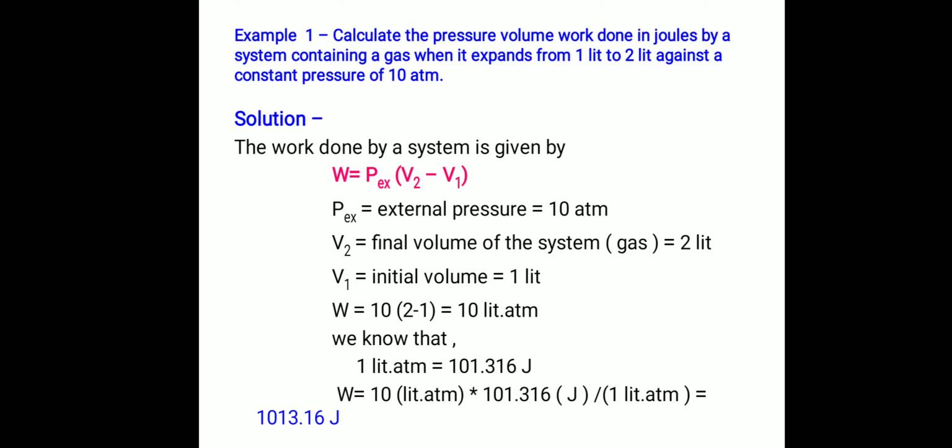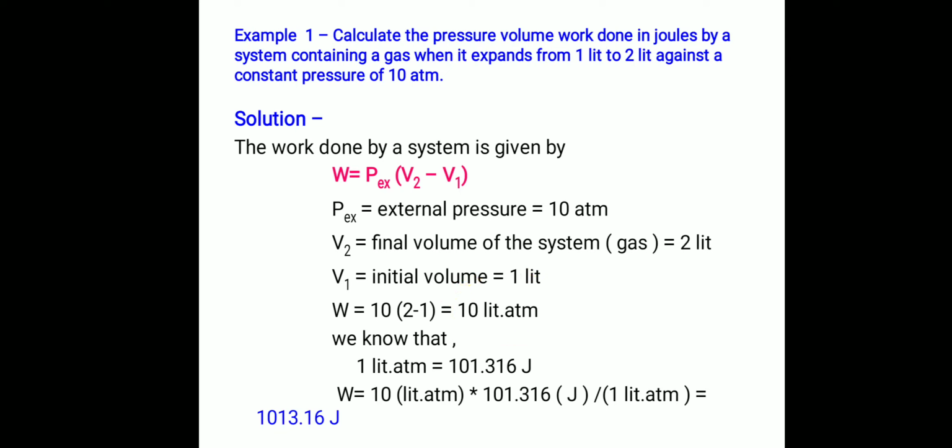So what is the formula for this work done? For the PV work done, the simple formula is W is equal to P into delta V. So W is equal to P external into (V2 minus V1). Just apply the values of V1, V2 and P. We get W as 10 liter atmosphere. P is 10, V2 is 2 liter minus V1 is 1 liter. So 2 minus 1 is 1, 1 into 10 is 10, and the unit is liter atmosphere.